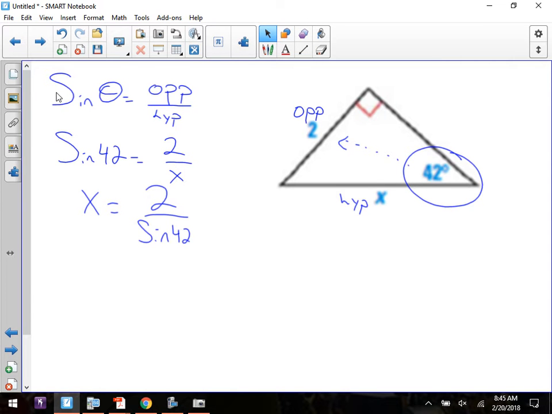And now we get to the point of pressing buttons. You notice how we always write these out as a fraction bar? I want you guys to get used to using the fraction bar with trig functions. It makes your life easier.